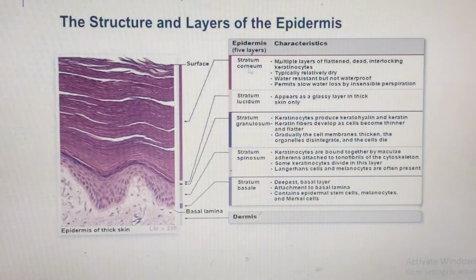So that is what we see, and it also permits slow water loss by insensible perspiration in the stratum corneum. You may also call it the horny layer. Then stratum lucidum, the clear layer, stratum granulosum, the granular layer, then of course stratum spinosum, the spiny or spinous layer, and then stratum basalis, the basal layer. So these are the layers of the epidermis of the skin.